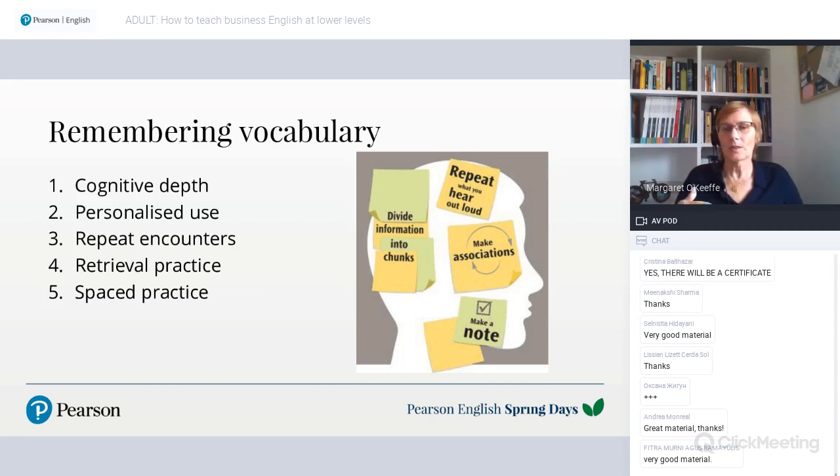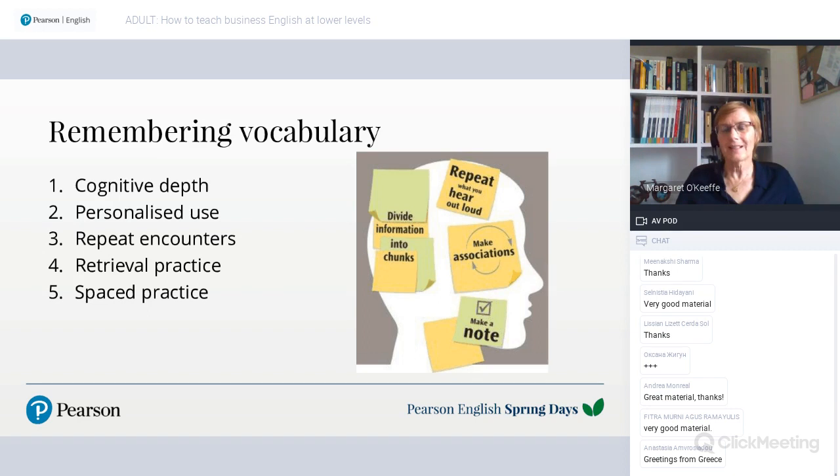Repeat encounters. For language learning to be really effective, students need to see words and phrases repeatedly in different contexts, in different reading situations as well. So again, in the course book, we build that feature in, but you can also build that into your classes as well. Retrieval practice, so number 4.